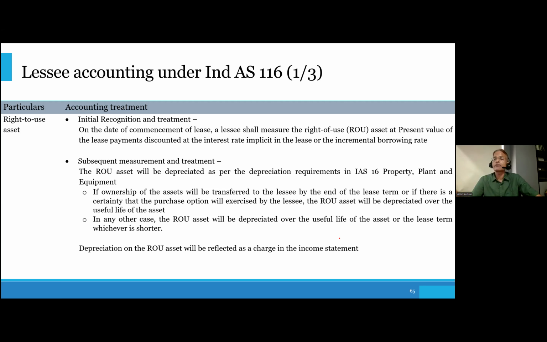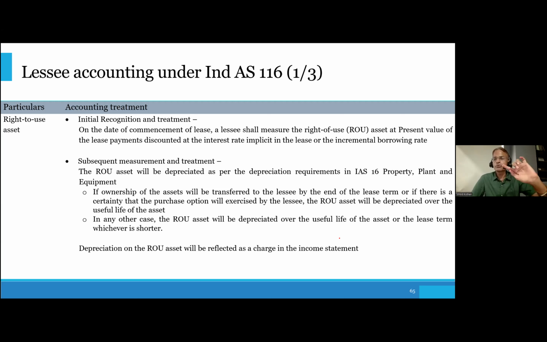However, assuming the IRR is not known, in that case we'll compute present value at the lessee's incremental borrowing cost. Incremental borrowing cost means if the lessee was to borrow money for the same asset now, at what rate will he borrow? But quite often in business transactions, the lessor's IRR is anyway known, ascertainable. Therefore, let's assume practically that we will compute the present value at the lessor's IRR.